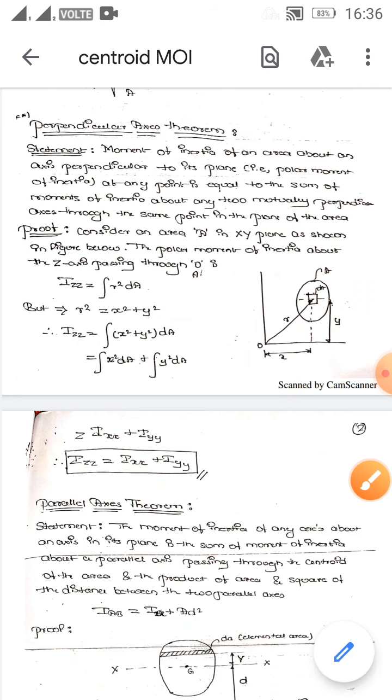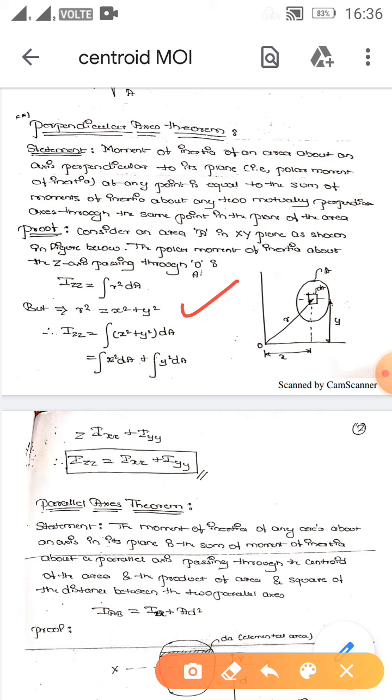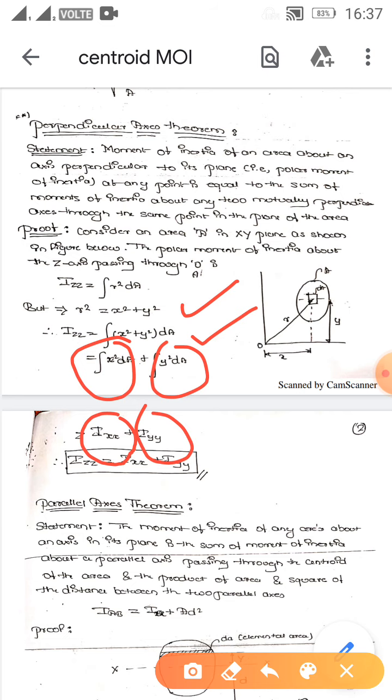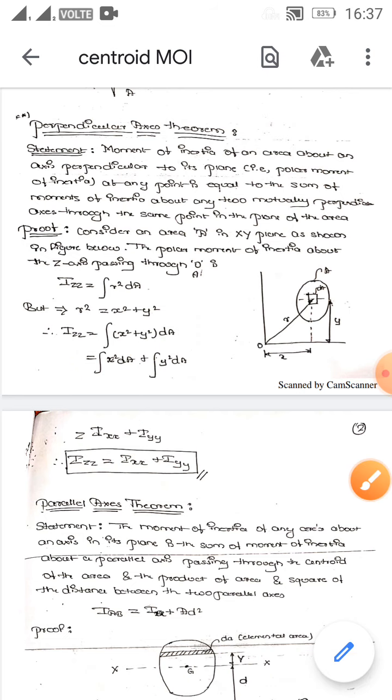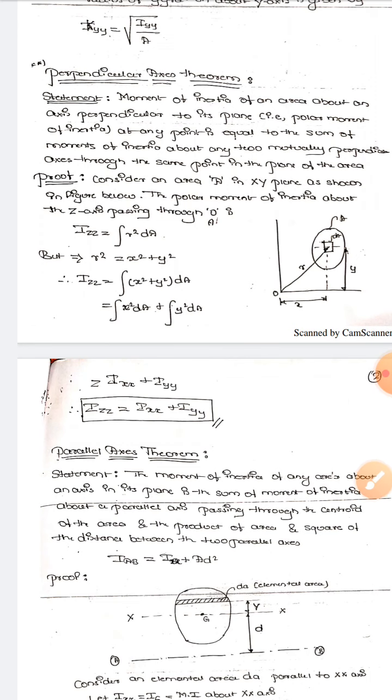Once we apply this, I substitute x square plus y square in place of r square. So Izz is equal to the integration of x square plus y square into dA. I separate this into x square into dA and y square into dA, with a positive sign between them. The integration of x square into dA is nothing but Iyy, and the integration of y square into dA is nothing but Ixx.